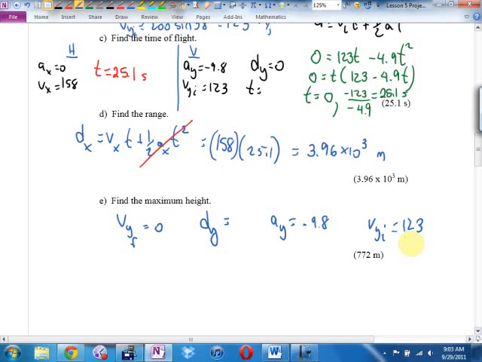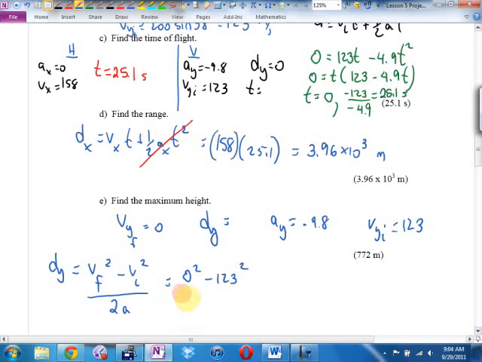Can you get the D by itself, please? No. What did he forget to say out loud? VF squared minus VI squared all over 2A. Yes, I'm yelling again, Joel. You're scaring me. Get used to it. 0 squared minus 123 squared. It was 123, right? All over 2 times negative 9.8.